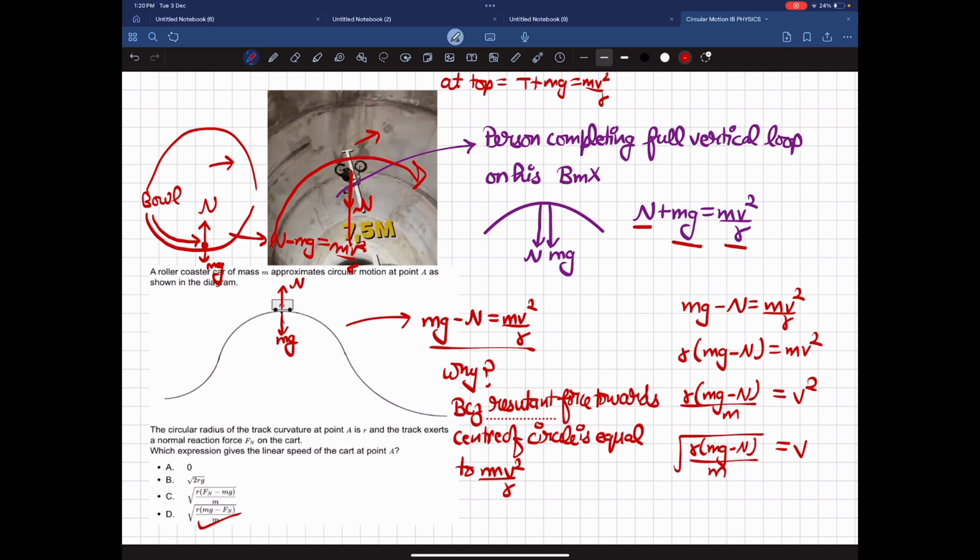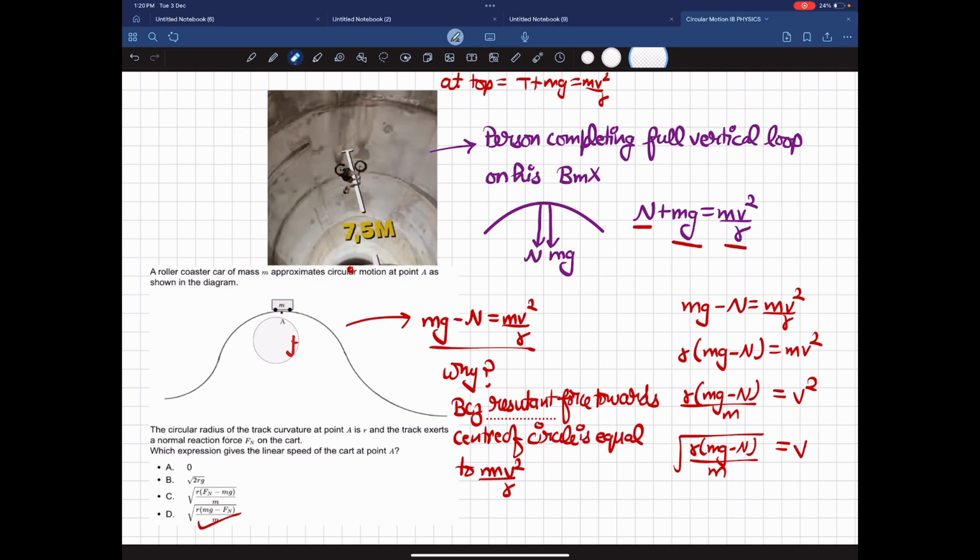Alright. Now let's do an exam style question based on the similar concept. Alright. Now let's erase this. Now let's read through the question first. A roller coaster car of mass m approximates, it is covering a circle, alright, nearly. Which expression gives the linear speed of the cart? Alright. Now you just need to visualize a little bit.